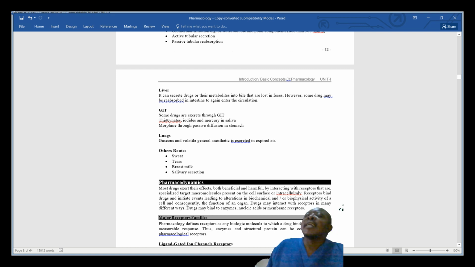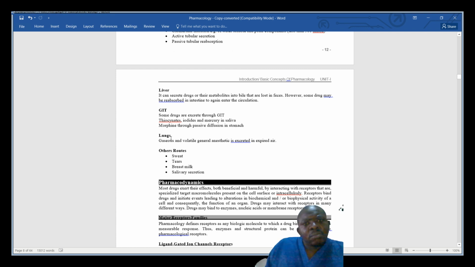Then through the gastrointestinal tract, some drugs are excreted through the GIT, like thiocyanate, iodides, and mercury, let's say mercury in saliva. We talk of morphine through passive diffusion in the stomach, so they can be released within the GIT. When we talk of GIT, we're talking of gastrointestinal tracts, so everything that goes through the mouth at the end comes out through the anus.